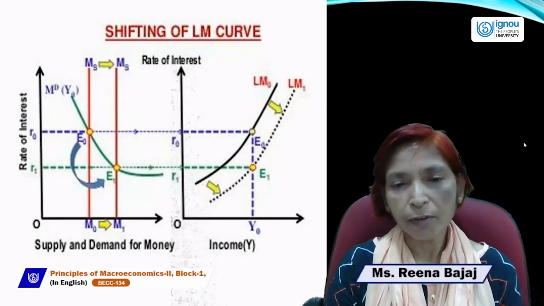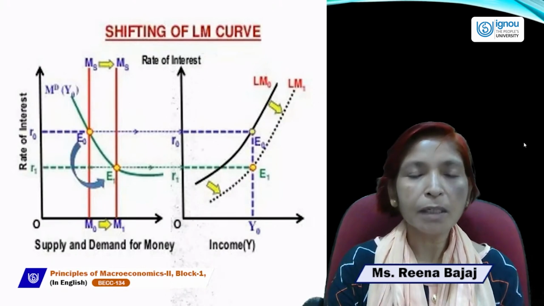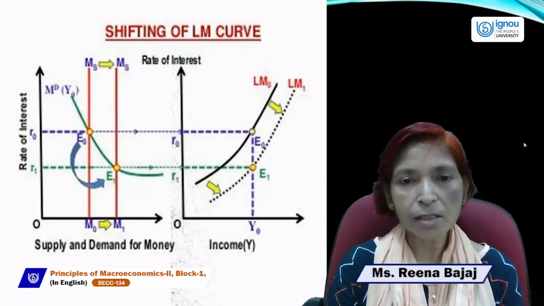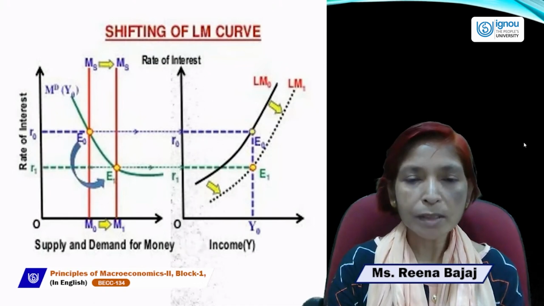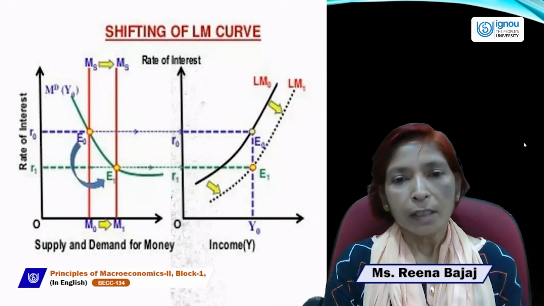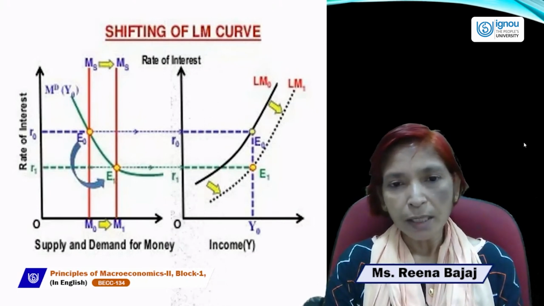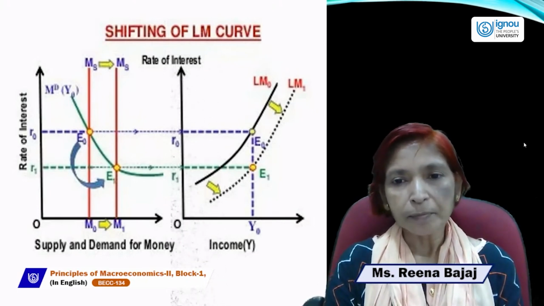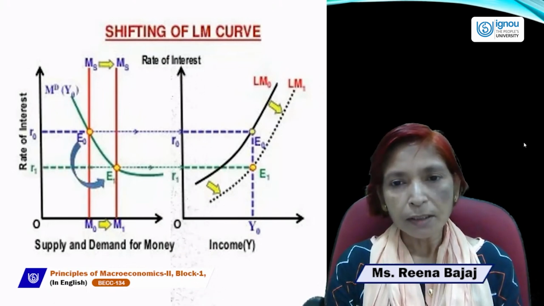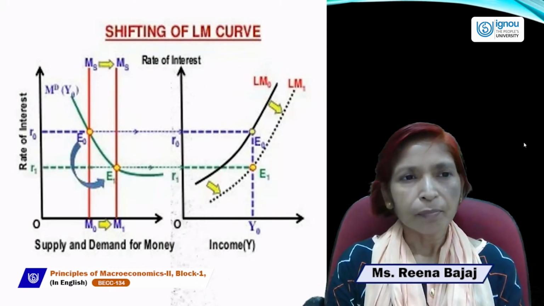It may be an inflationary situation or a deflationary situation. If an inflationary situation exists, money supply will reduce and the LM curve will shift to the left hand side, and if a deflationary situation exists, then the LM curve will shift to the right hand side.